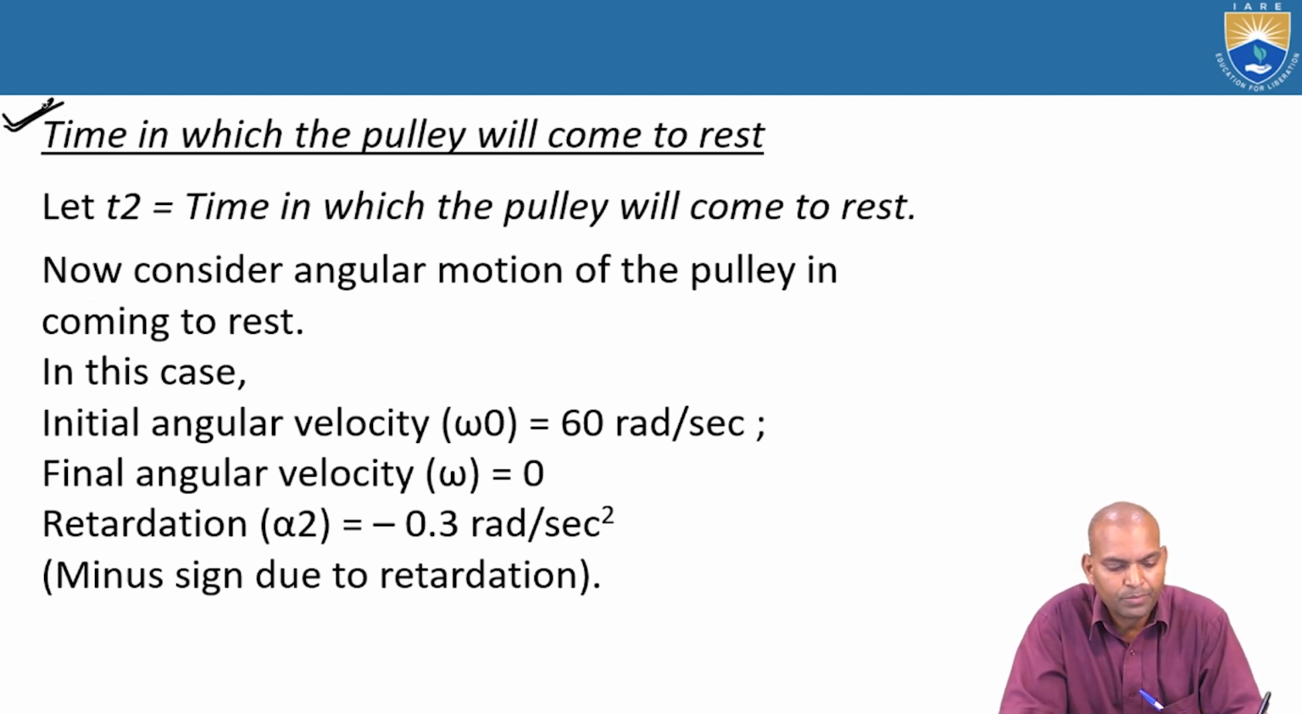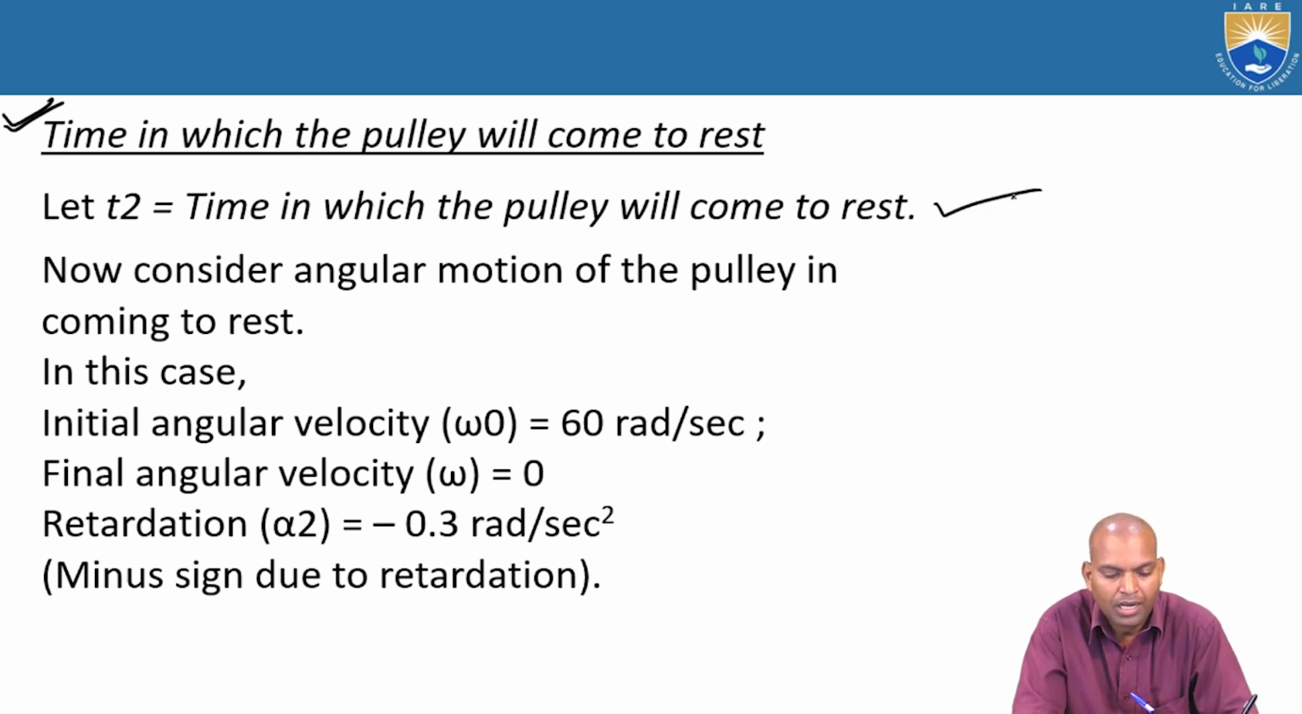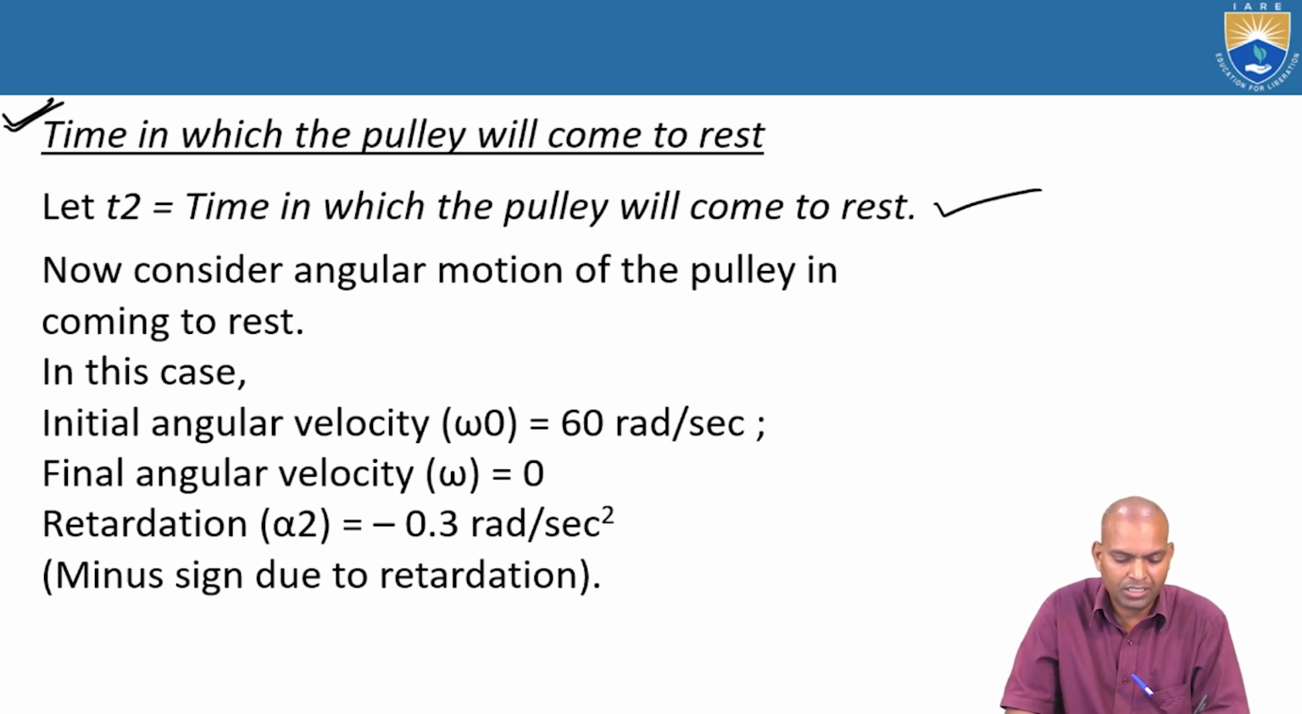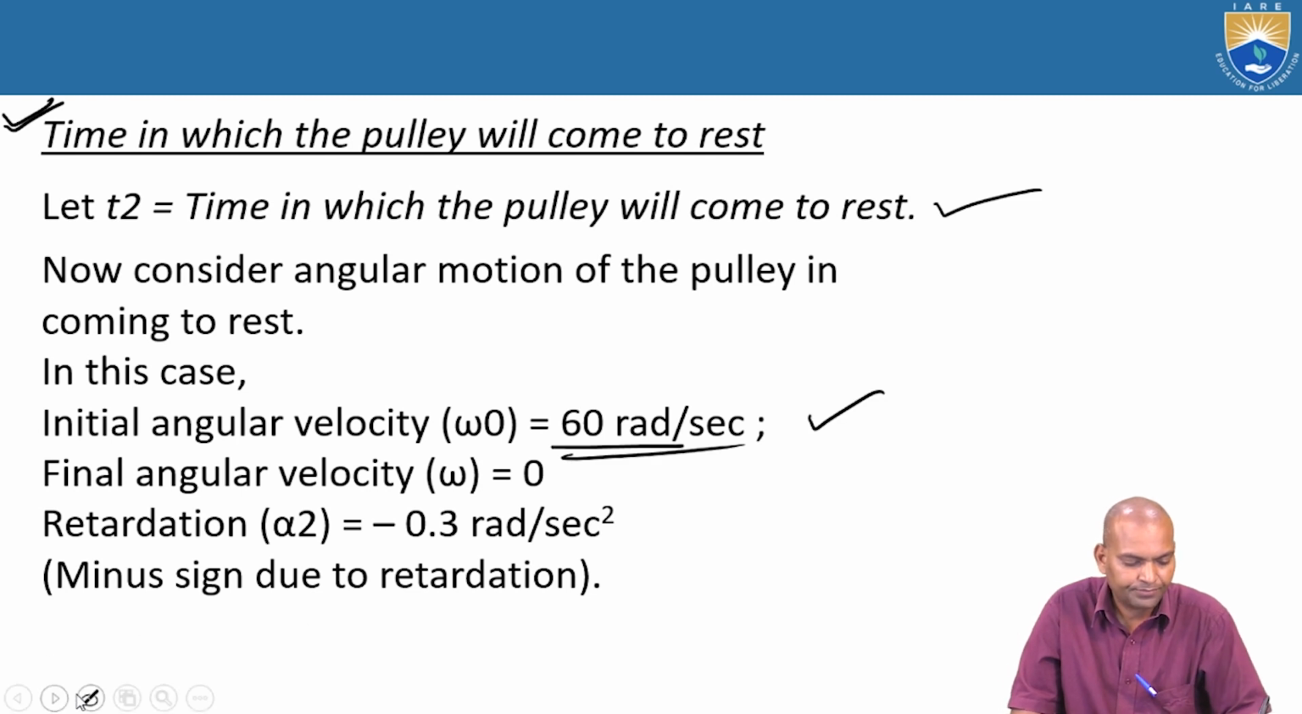Now, the next part: the time in which the pulley comes to rest. What is the time in which the pulley comes to rest? T2 is the time in which the pulley comes to rest. Now consider the angular motion of the pulley in coming to rest. In this case, the initial angular velocity is 60 radians per second.